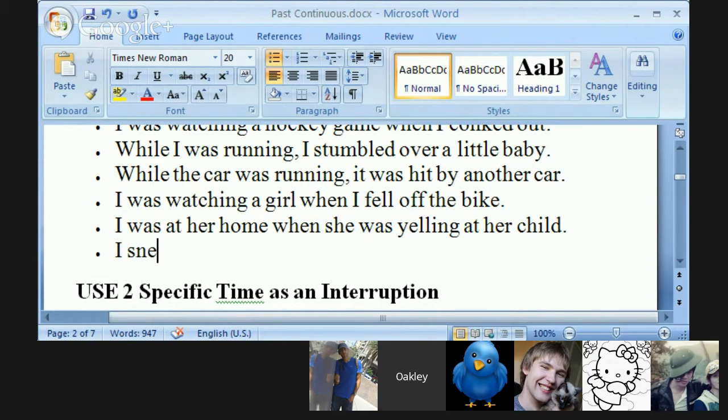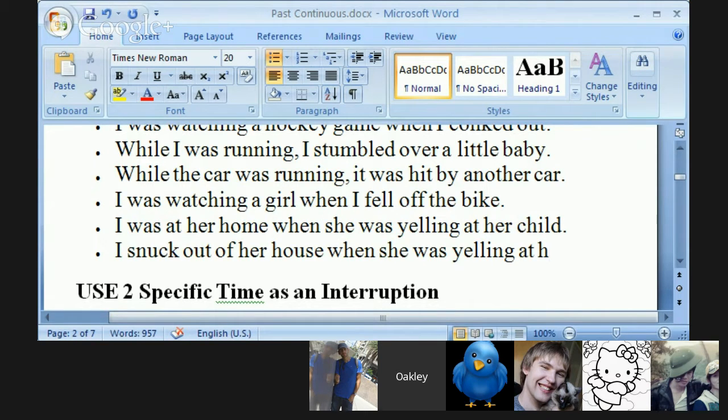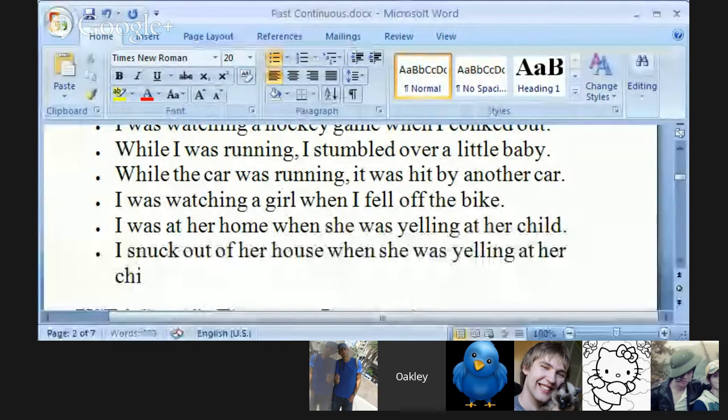Yes, snuck, out. Thank you. I snuck out of her house when she was yelling at her child. It's like she was still yelling. I don't think that this is really so continuous even as she was yelling. Maybe it's okay. Okay, I snuck out of her house when she was yelling at her child.